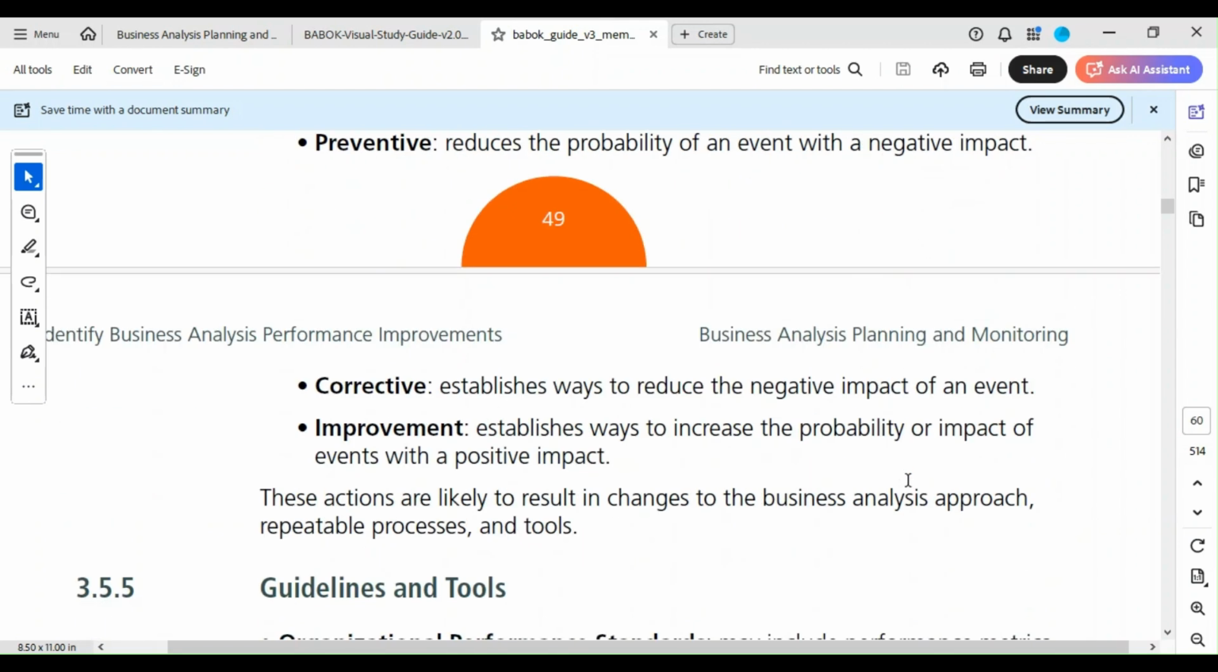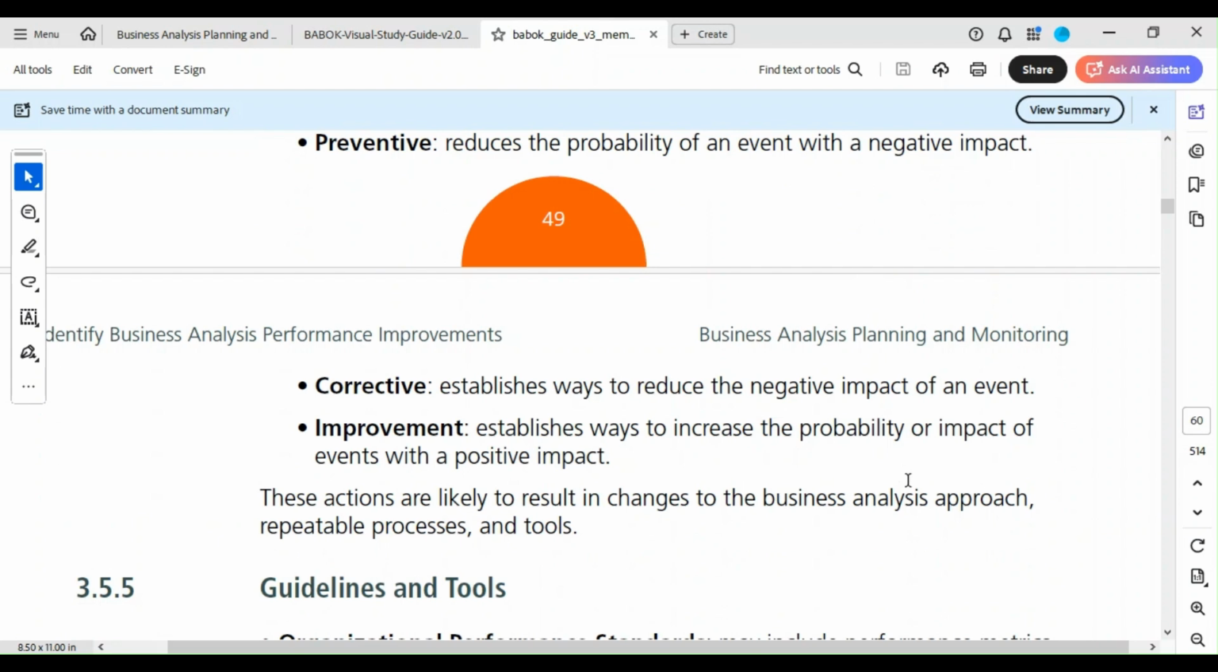Corrective, establishes ways to reduce the negative impact of an event. Improvement, establishes ways to increase the probability or impact of events with a positive impact. So you're having this discussion with your stakeholders, who you must have identified are the right people to engage. These actions are likely to result in changes to the business analysis approach, repeatable processes and tools.